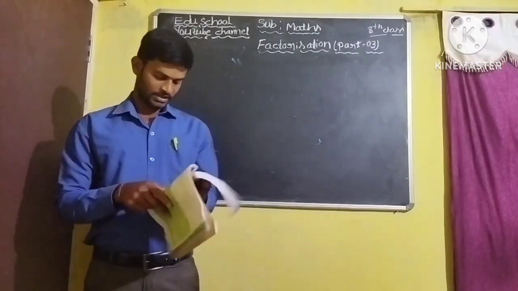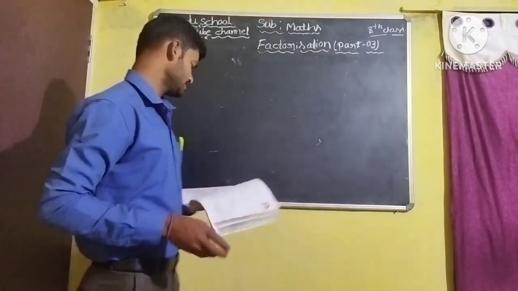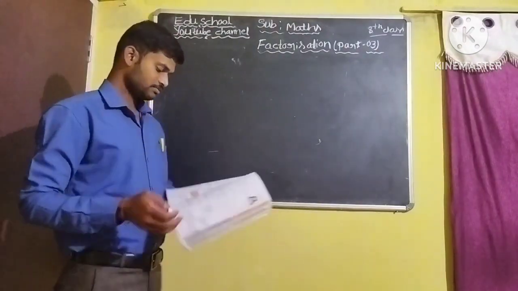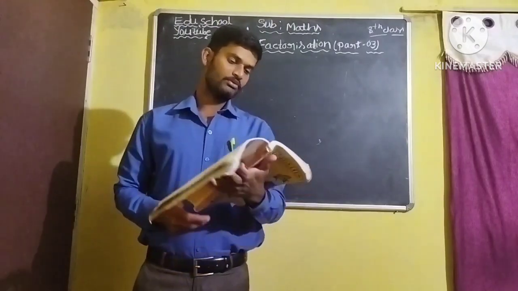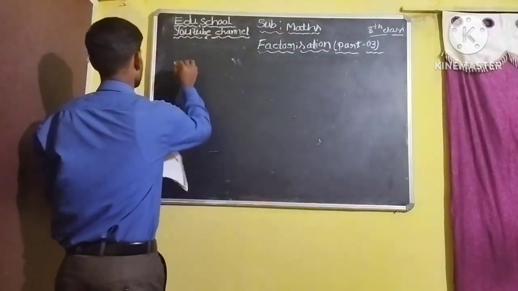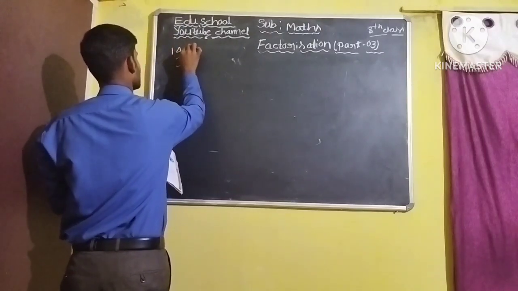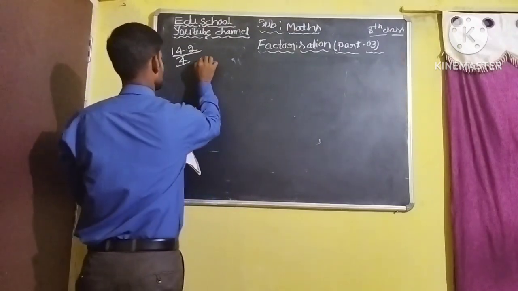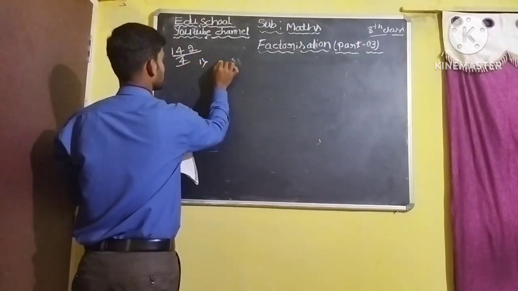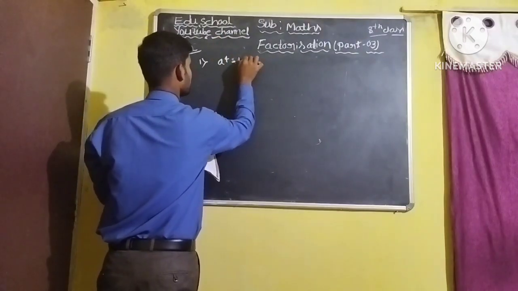So don't waste the time. Let us move on to the fourth main exercise. What is given in the fourth main exercise 14.2, fourth main? Factorize. 14.2 exercise, fourth main. First one is factorize a to the power of 4 minus b to the power of 4.